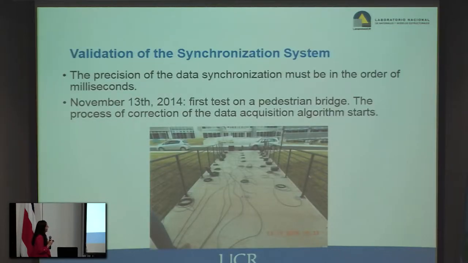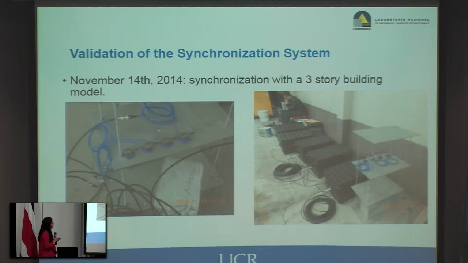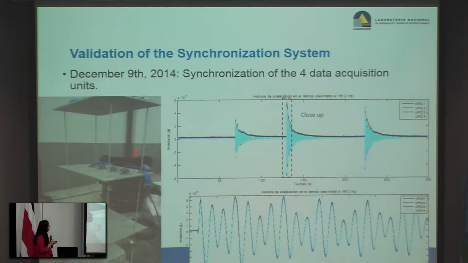And the validation of the synchronization system. The first test was in 2014 on a bridge here on this campus. This was the first data that we obtained, and as you can see, the data was not synchronized. So we tried with a three-story building model. Here you can see the sensors are aligned and in the same direction. Each sensor is connected to a different data acquisition unit. Here are the results. You can see that at the end, we obtained the synchronization of the four data acquisition units.